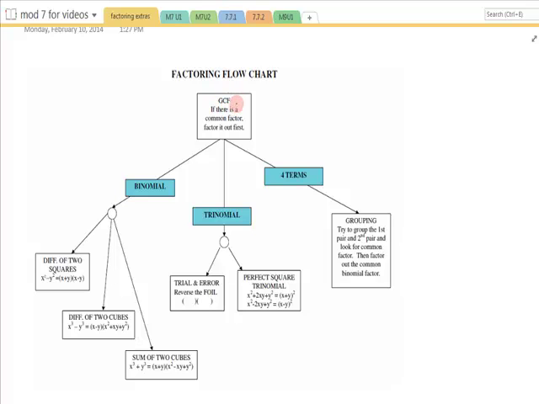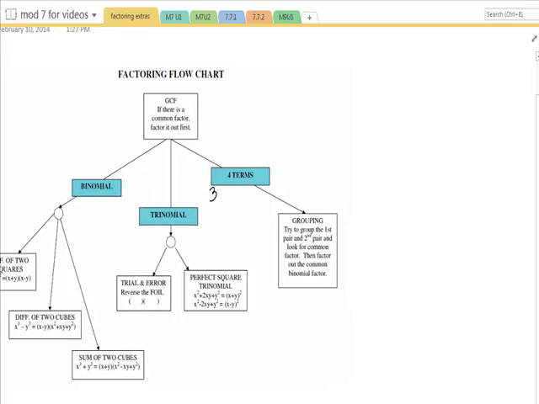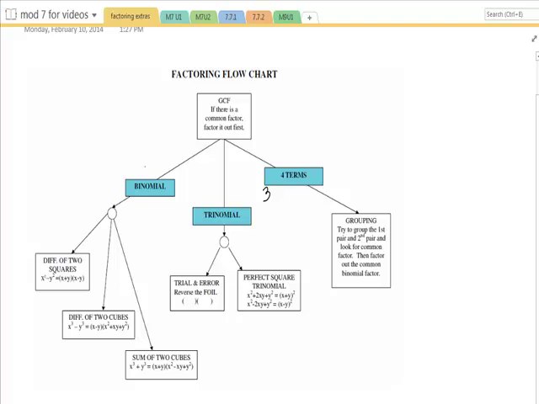After that, whether there is one or there isn't one, you look to see if it has 4 terms in the polynomial, if it's a trinomial, which means 3 terms, or if it is a binomial, which means that it has 2 terms. And you have different techniques depending on how many terms there are.